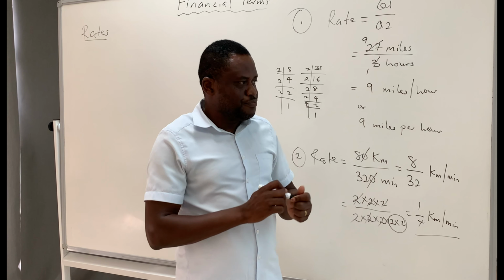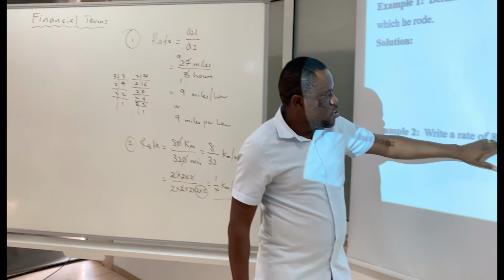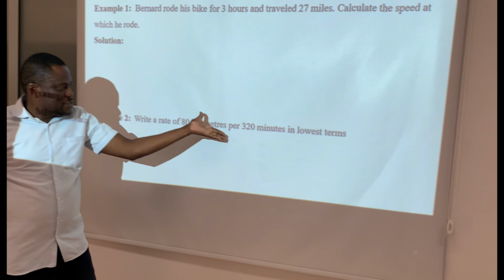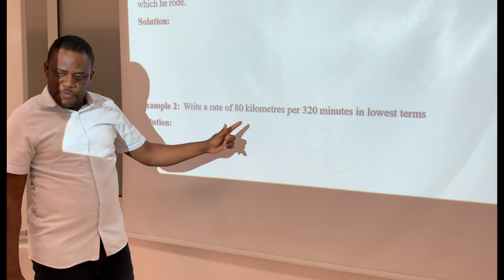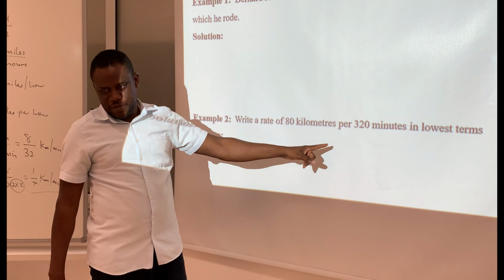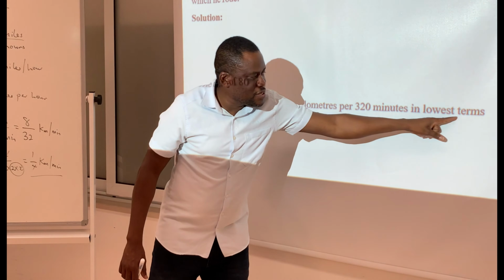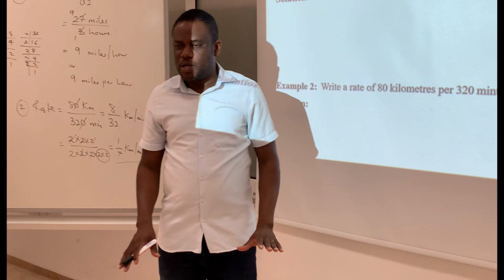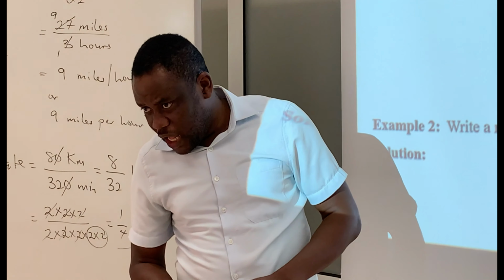We have to be careful. Let us look at this question again. It says kilometer per minute. If it's the other way around, we have to be careful. It will not become minutes per kilometer. So we have to understand the grammar. Lowest term, that is to the odd, to the prime numbers, so that you cannot cut each other. Are we together?